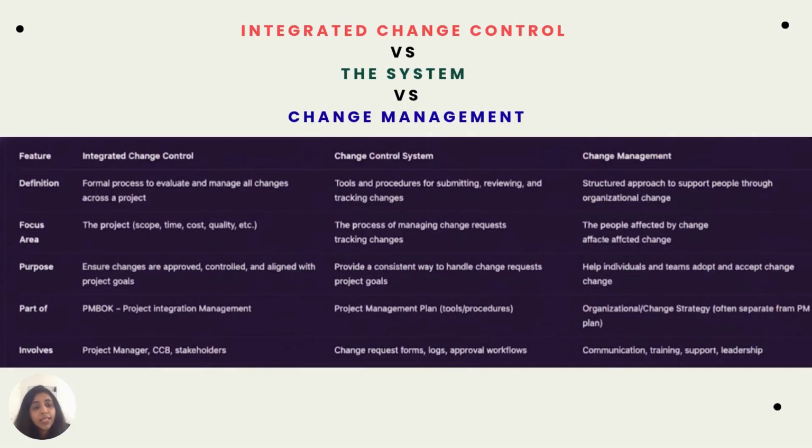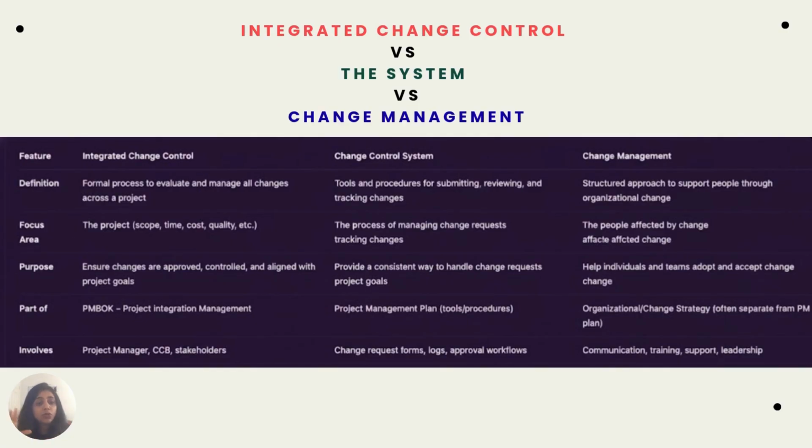That's the process group or knowledge area we are talking about. You might already know by now if you are following all my videos. And finally, it is whose responsibility? Project managers, CCB board, like I just said in the previous slide, and the stakeholders. While the change control, what's the purpose of it? To provide a consistent way to handle the change request, and it's part of project management plan of the PMBOK.